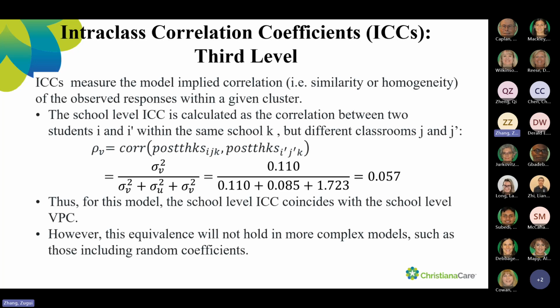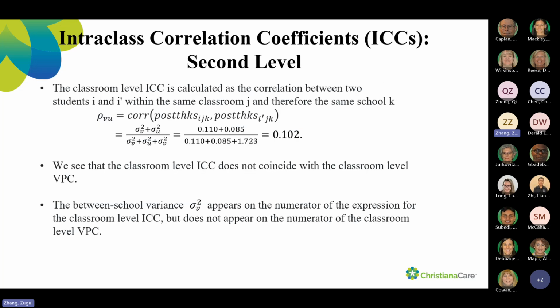And then we can look at the intra-class correlation coefficient for the third level is 0.057. So for this model, the school level intra-class correlation coefficient coincides with the school level VPC. This equivalence will not hold in more complex models. So if we look at like the random coefficients, this is the reason why we need to look further at the classroom level.